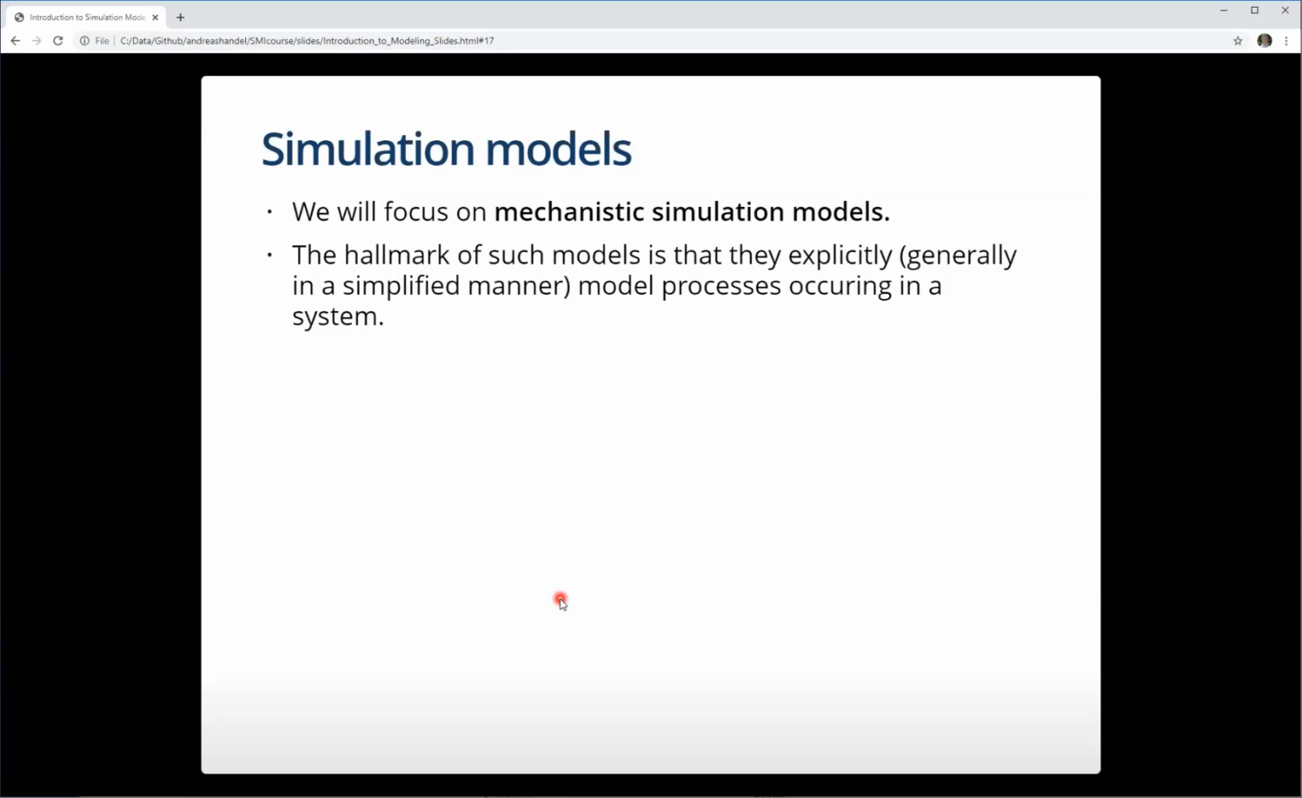So this is the kind of models we'll be doing in this class. We'll focus just on these mechanistic simulation models. And the important part is that the processes that we're interested in that happen in the system are in the model explicitly. And we specify them, and then we can play around with them and explore them.